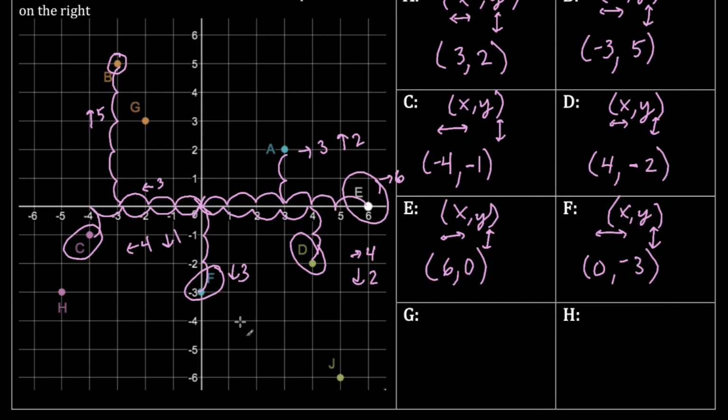Finally, we have G and H, but I think G looks pretty normal. H looks pretty normal. I think you're good to go. I don't think you need these last 2 examples. So let's move on to the next page.